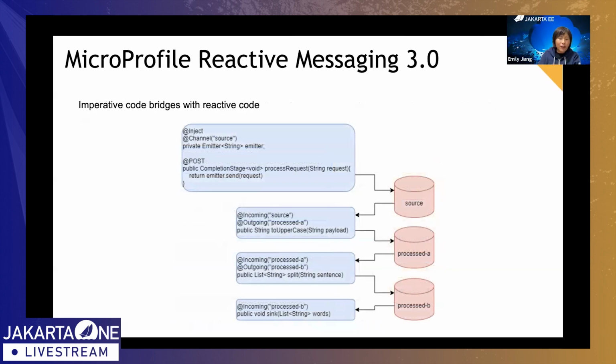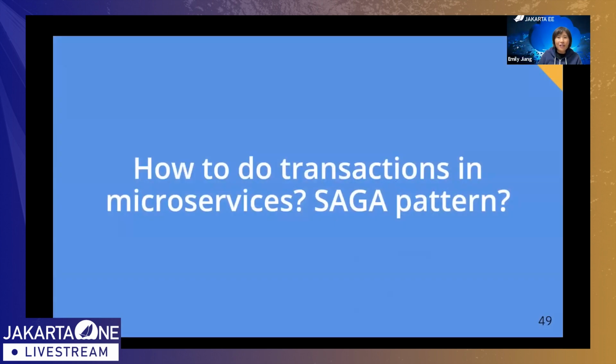And in MicroProfile Reactive Messaging 3, it bridges imperative with reactive. So you can introduce the channel and emitter. You can directly post and then publish a message, and then another operation method can receive the message.